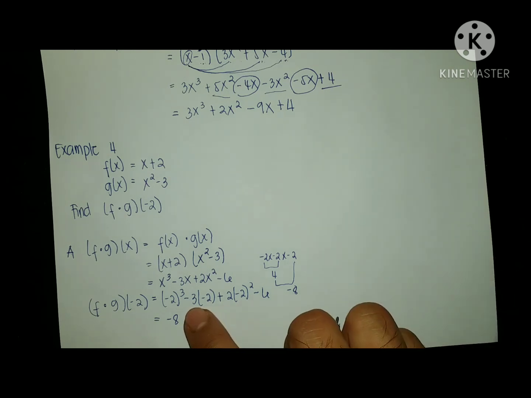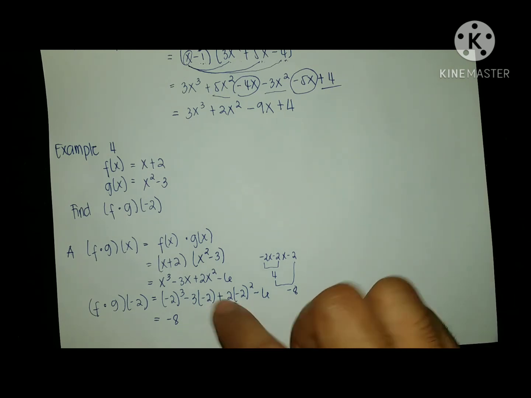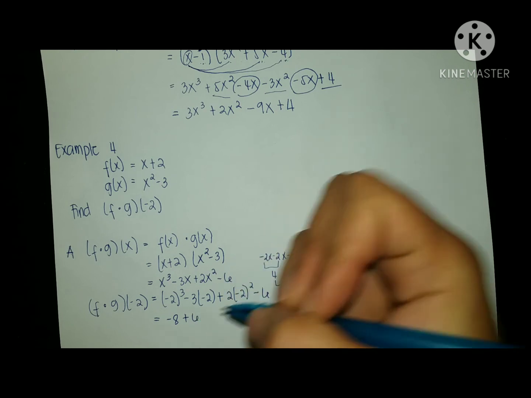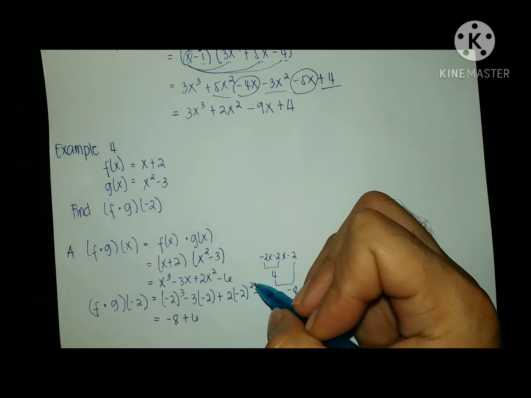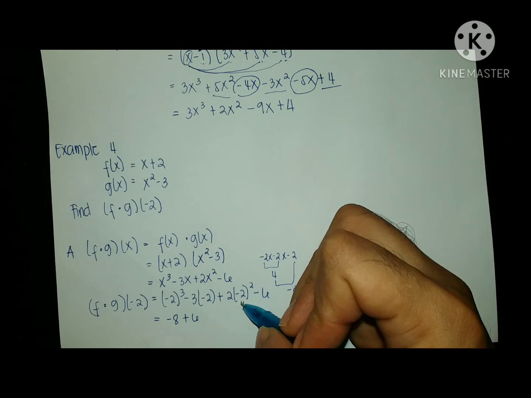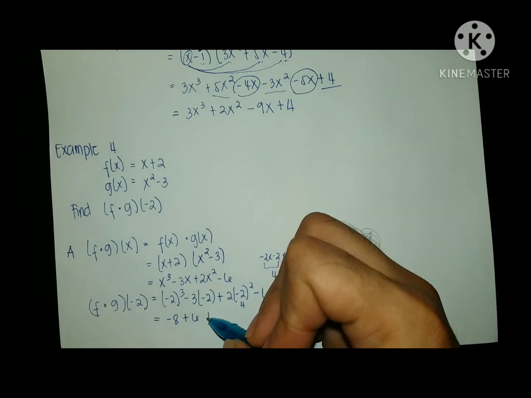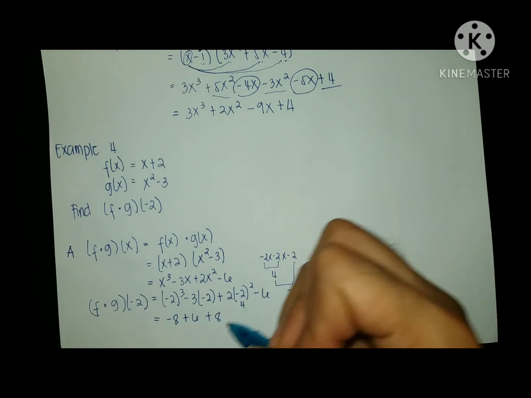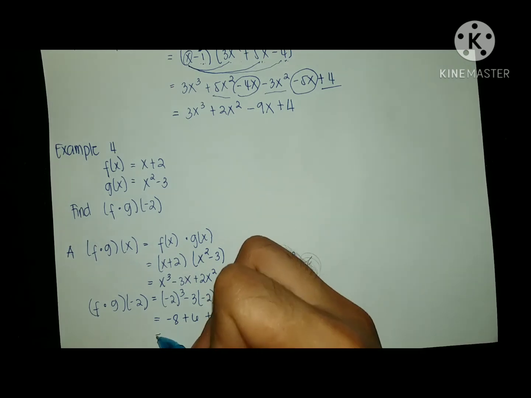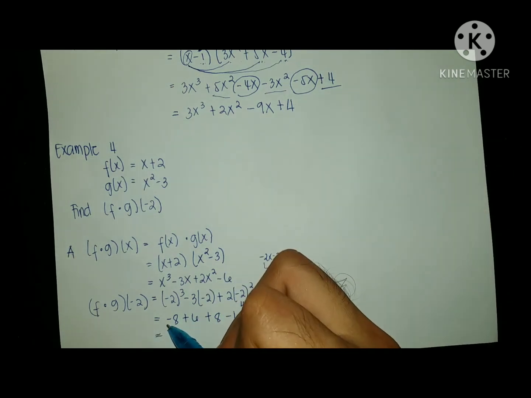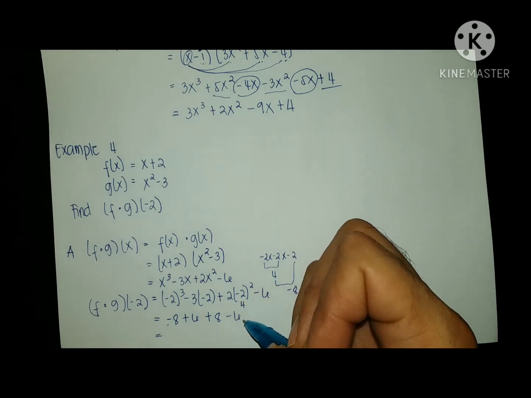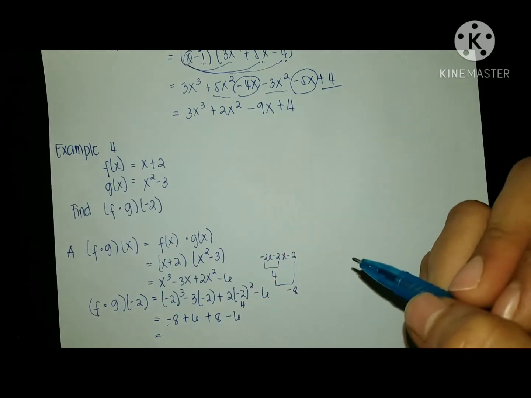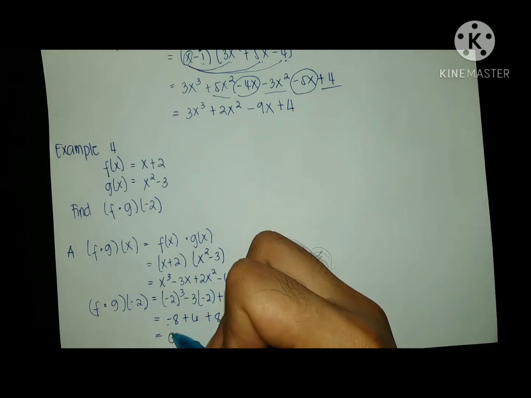Then negative 3 times negative 2, that is positive 6. Then we also have negative 2 squared, which is equal to 4. Then 4 times 2, that is positive 8. Then copy minus 6. So negative 8 plus 6 plus 8 minus 6, that is equal to 0.